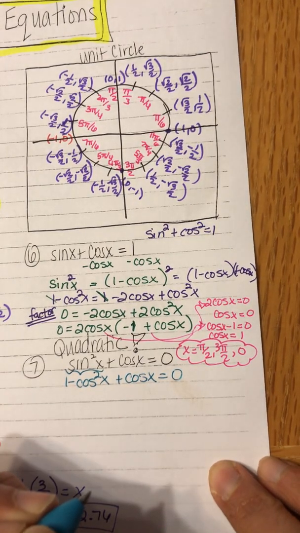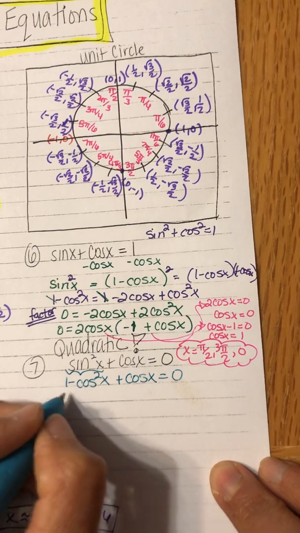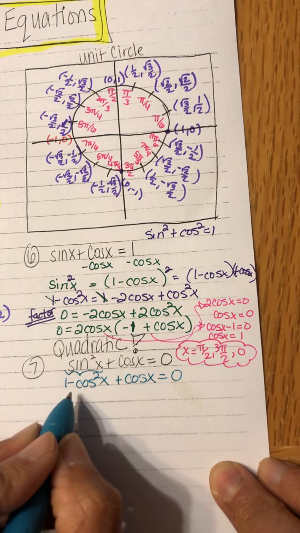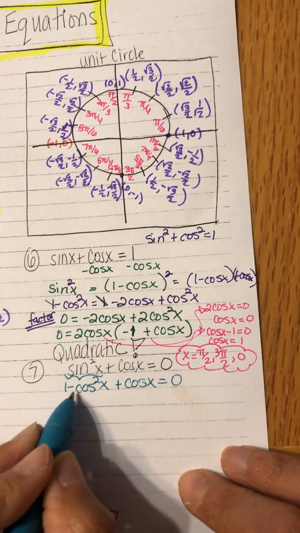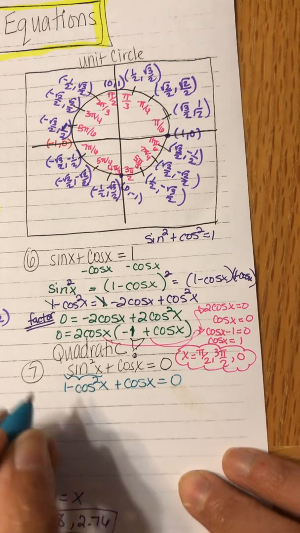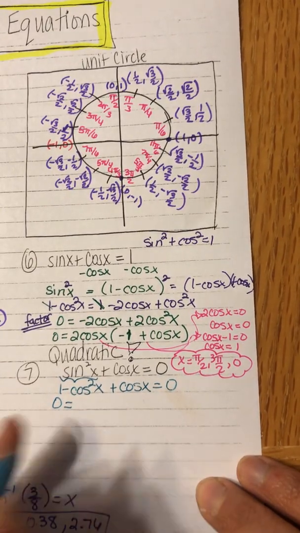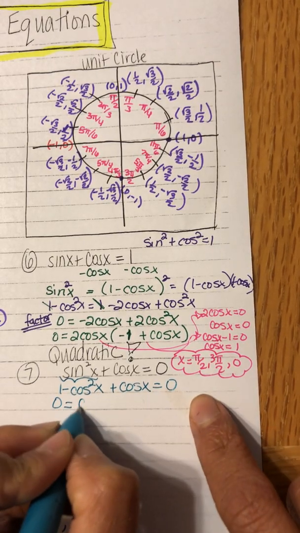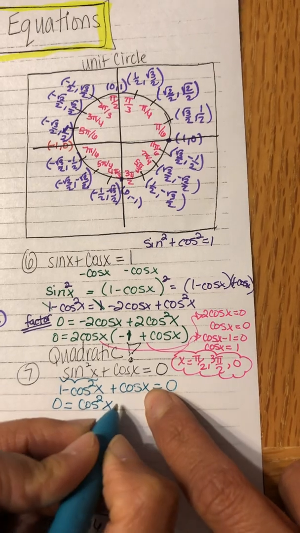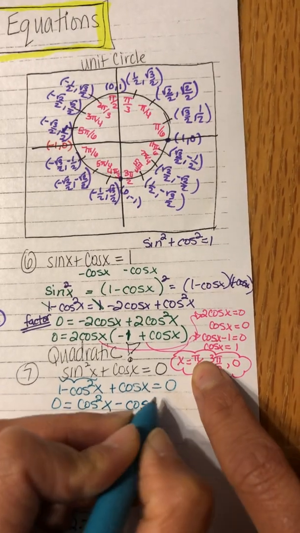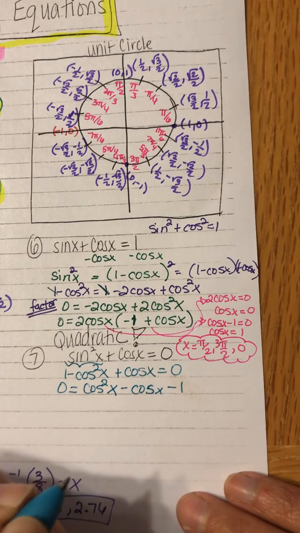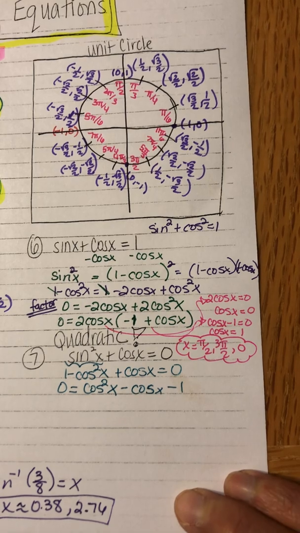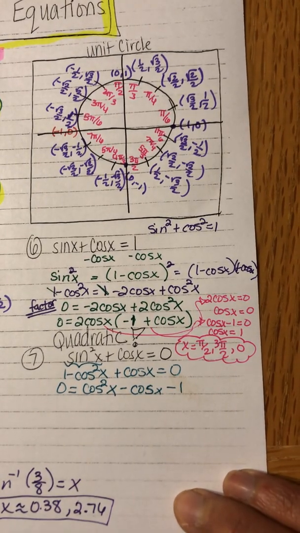Equals 0. And I want to put this in standard form. Actually, before I put it in standard form, I want the squared term to be positive, so I'm going to move everything over to the other side. When I do that, everything is going to have its opposite sign. This is the leading term because it's squared, so on the other side it'll be positive cosine squared. This one will be negative cosine x, and that will be minus 1. Okay? And we can't factor this, but we can use the quadratic formula.